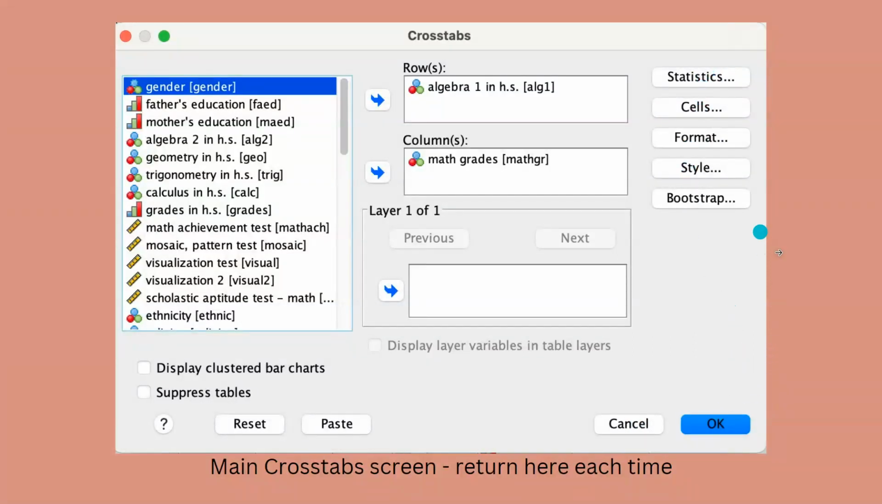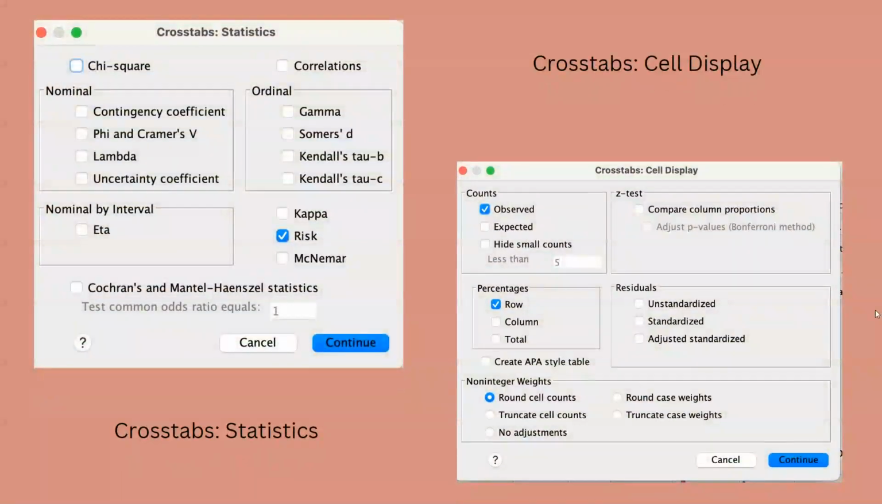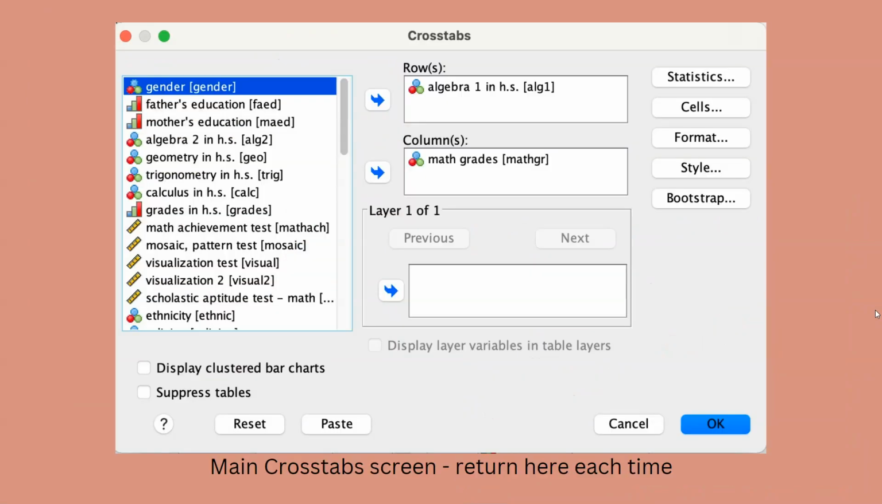So you're going to first click on statistics. One thing to be very careful of, if you look at the diagram on the left, you want to ensure that nothing is checked with the exception of risk. So if you have any of those checked from previous analysis, uncheck them, check risk, and when you hit continue, it will take you back to this main menu.